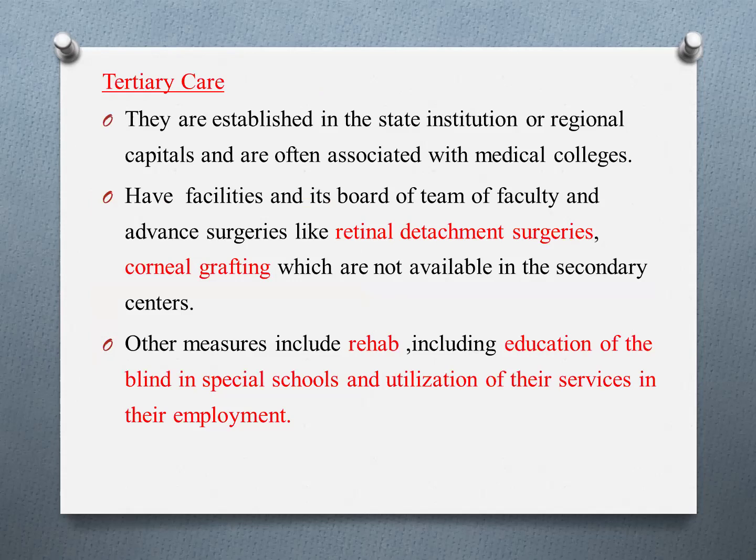Tertiary care facilities are established in state institutions or regional capitals and are often associated with medical colleges. They have facilities and a board of faculty, and offer advanced surgeries like retinal detachment surgeries and corneal grafting, which are not available in the secondary centers. Other measures include rehabilitation, including education of the blind in special schools and utilization of their services in employment.